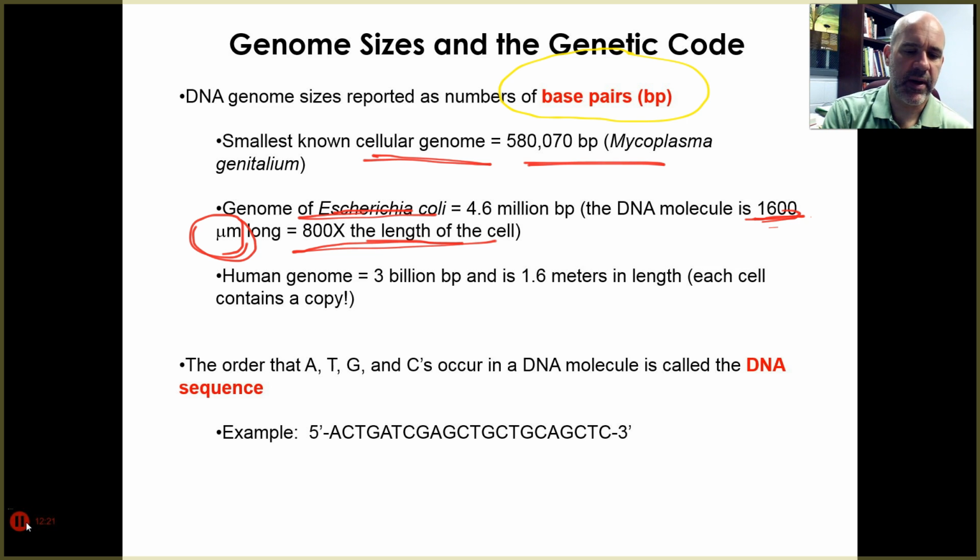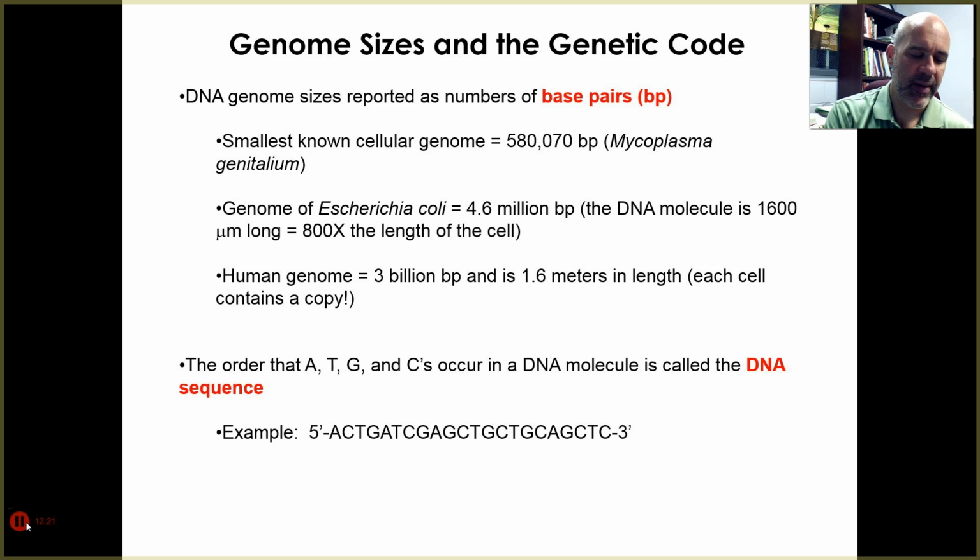All right, how about the human genome? 3 billion base pairs and 1.6 meters in length. Now that's referring to a set of 23 chromosomes, so chromosome 1 through 22, and then one of your sex chromosomes. 3 billion base pairs, 1.6 meters. A meter is over 3 feet long. And that's the length of DNA from one set of your chromosomes in one cell, if you could stretch all that DNA out.